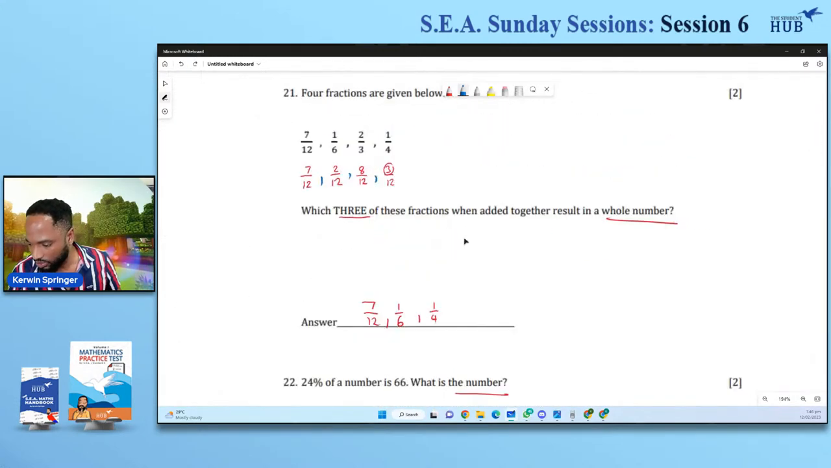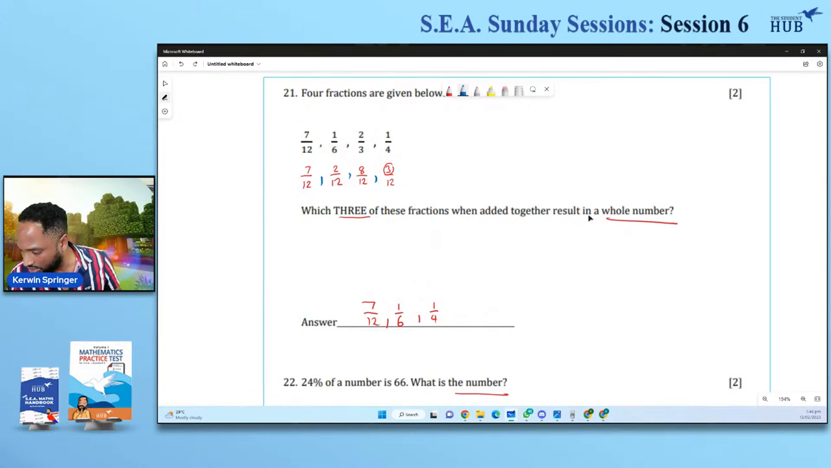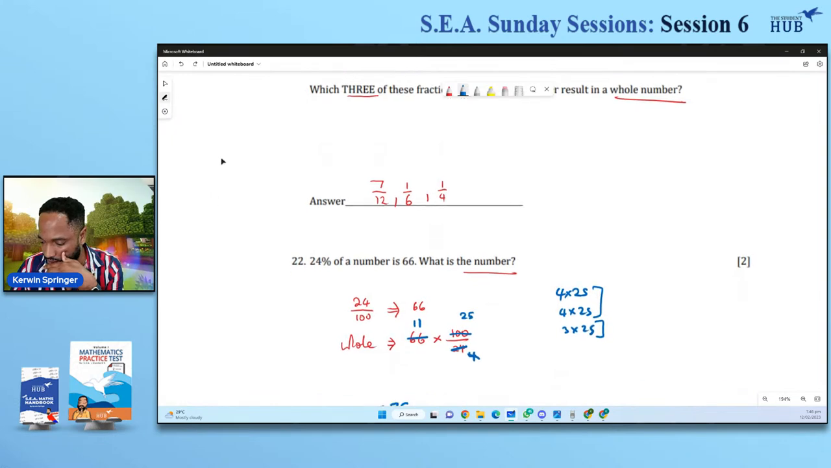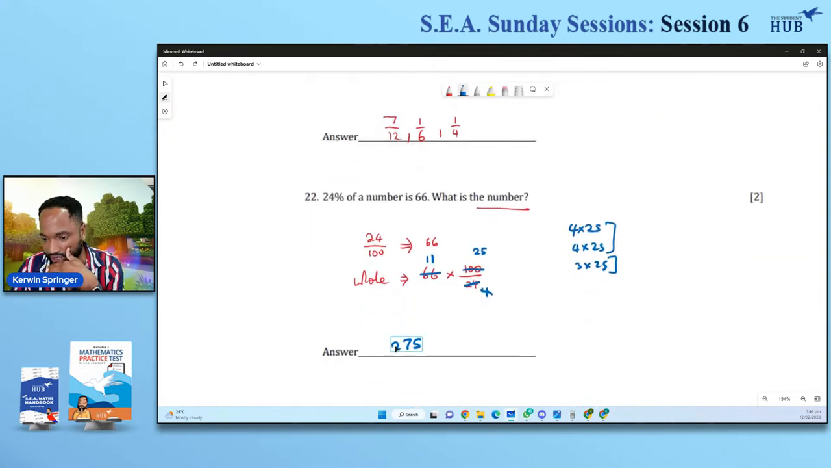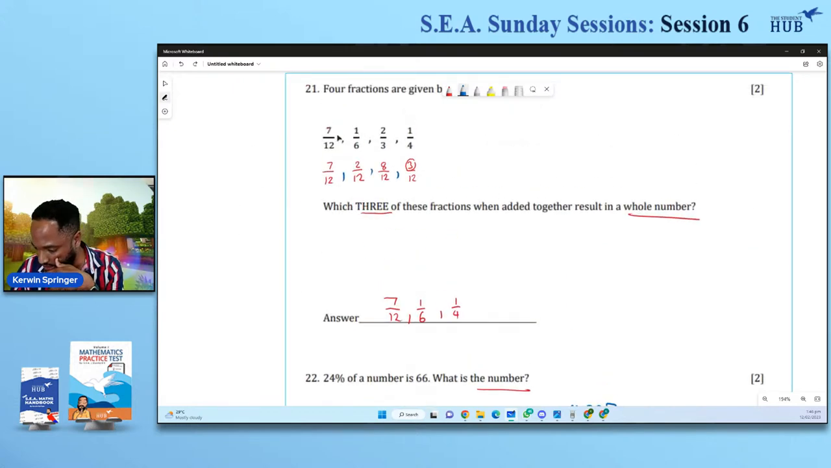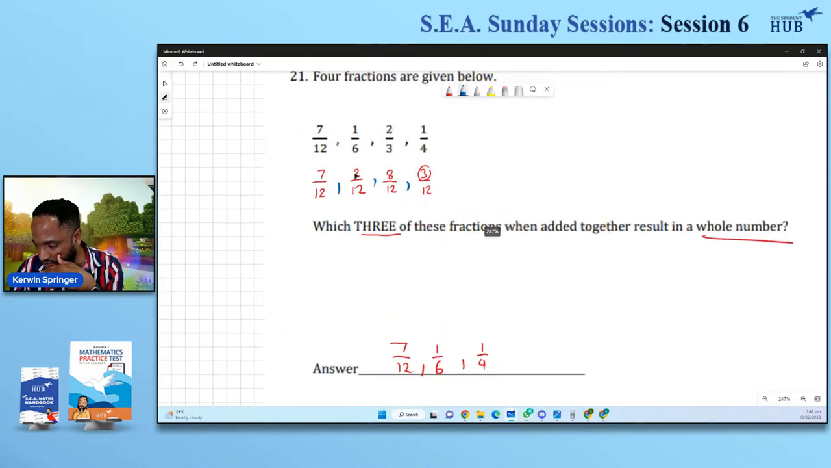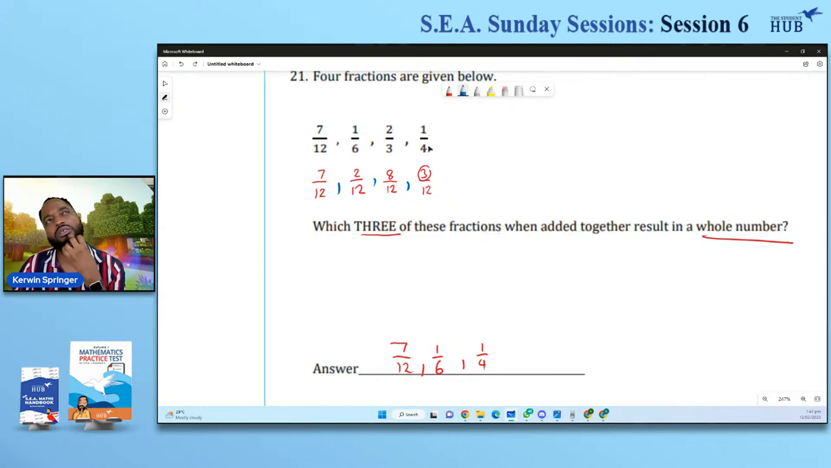Somebody is saying I'm wrong. Is it for this one? Which two fractions when added together result in a whole number? I think that's correct. Did I write back the correct answer? 7/12, 1/6, and a quarter. All right, 1/6 is 2 over 12, 7/12 is 7 over 12, a quarter is 3 out of 12.